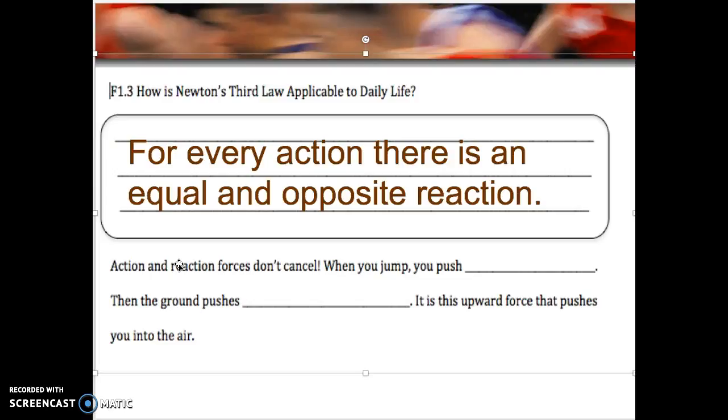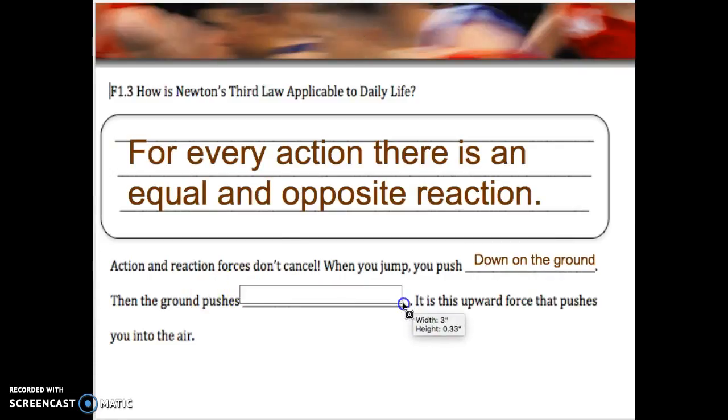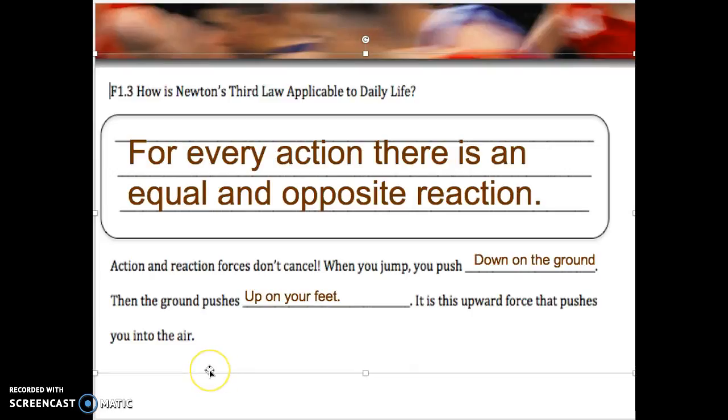So when you jump, you are pushing down on the ground. So you push down on the ground. Then the ground pushes up on your feet. This upward force is what pushes you into the air. So think of it as when you are jumping, you push off down into the ground and then you spring up onto your feet. That is an action reaction. So get those down into your notes. You can pause the video if you need to.